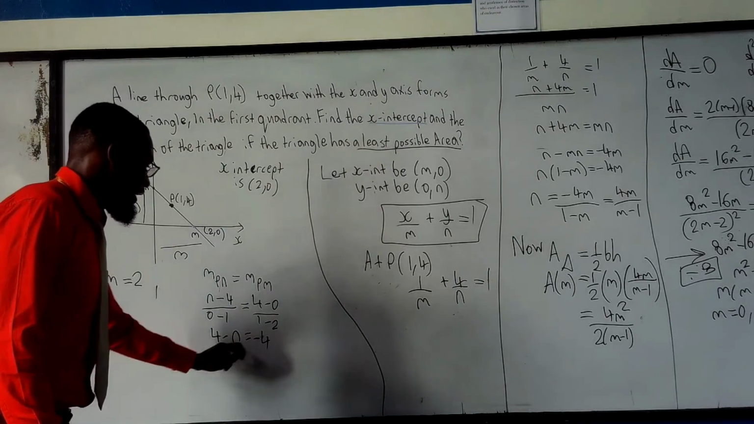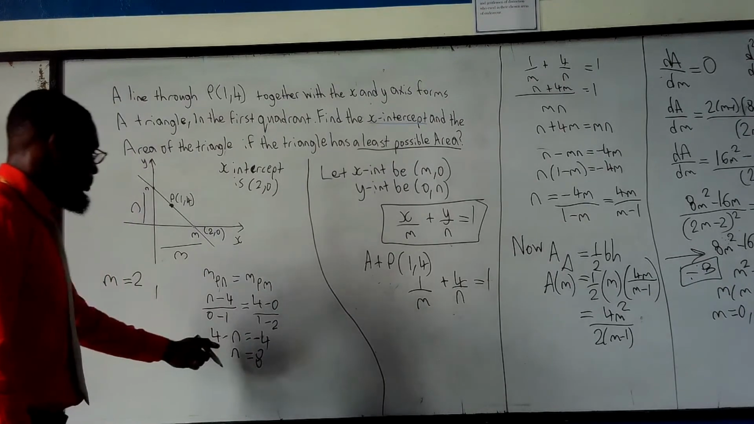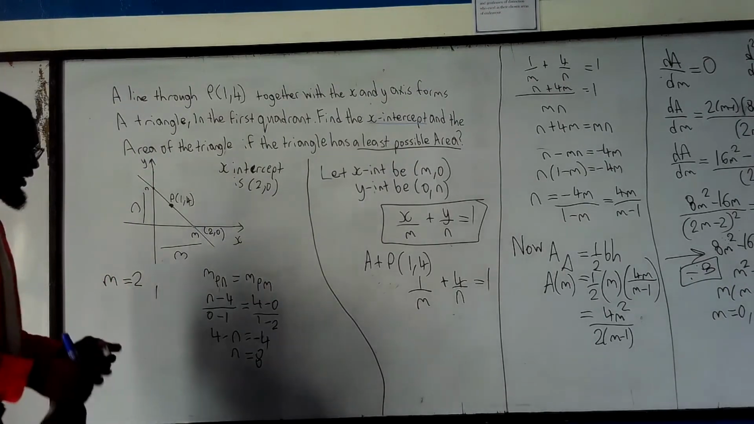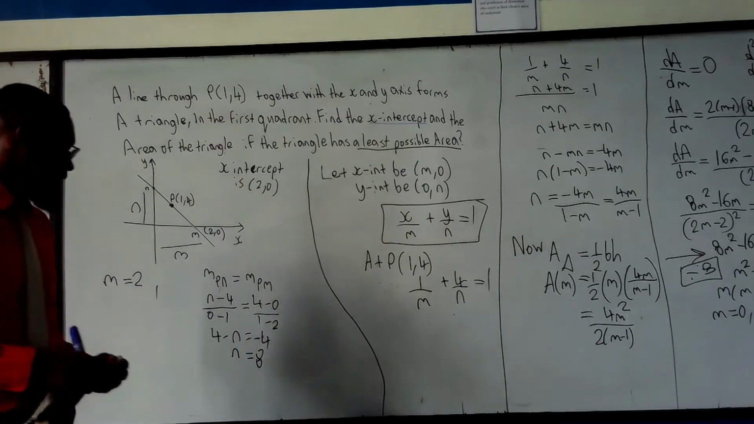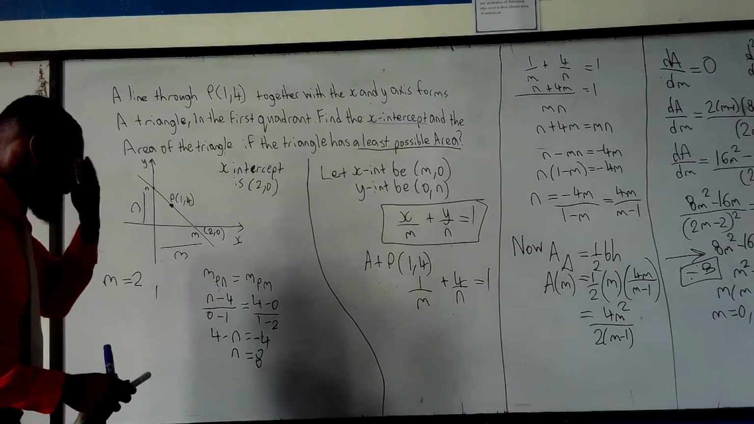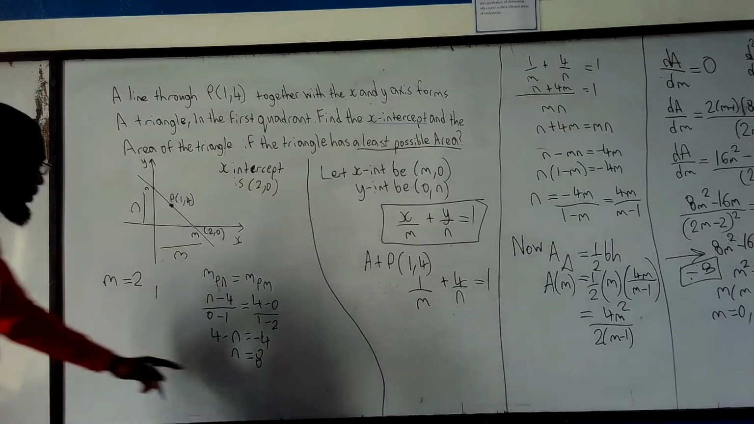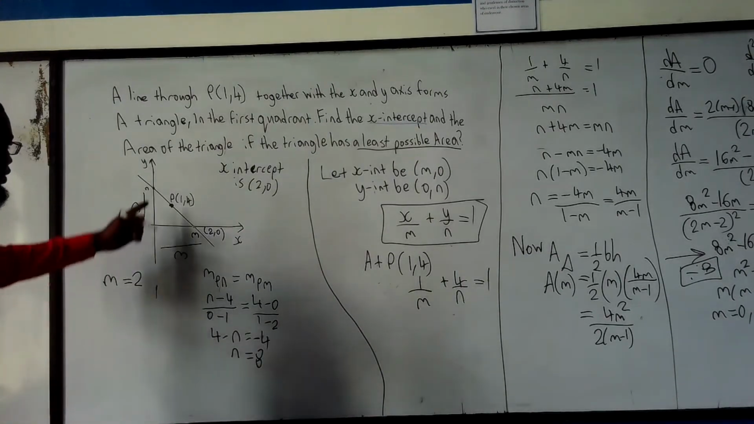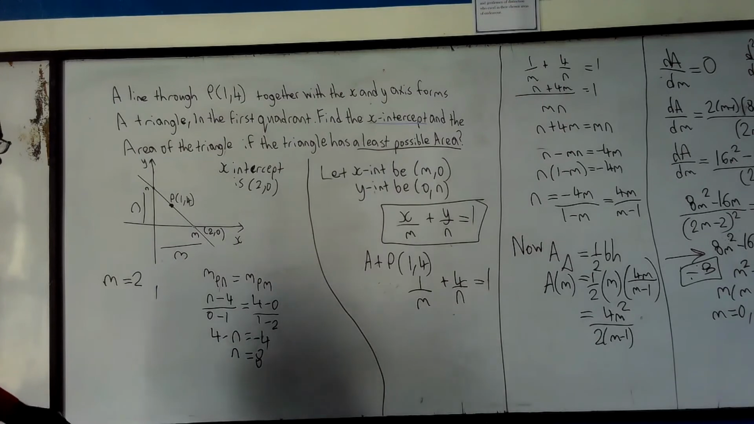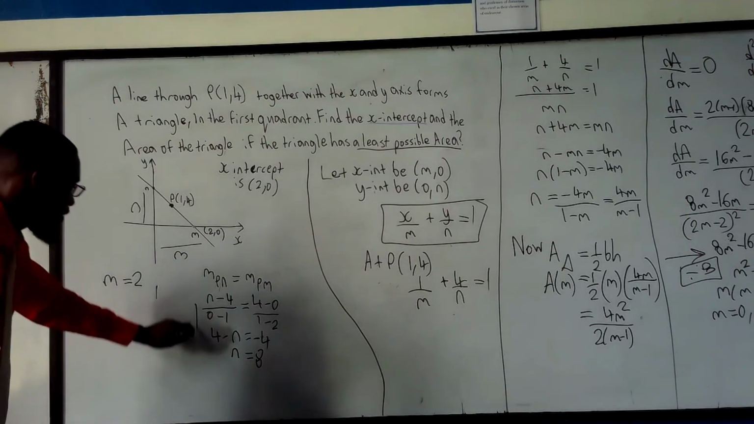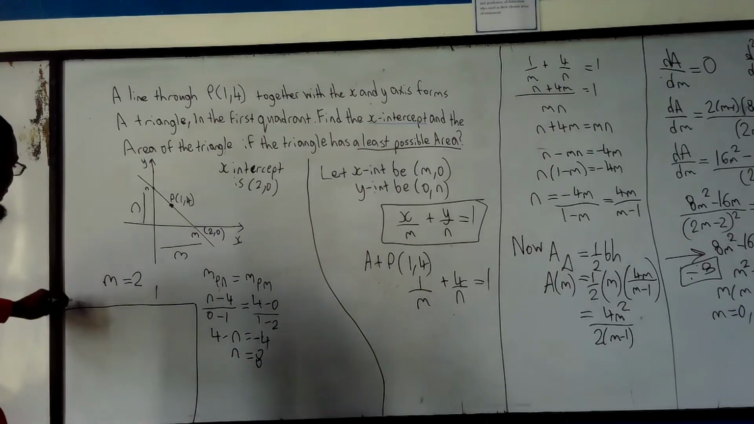So I end up getting n equal to 8. When I bring that over, n is 8. So n is the point 0, 8. That means the y-axis intercept, since n is 8, just to finish it off up here, the area of the triangle, we're going to finish it in this box.